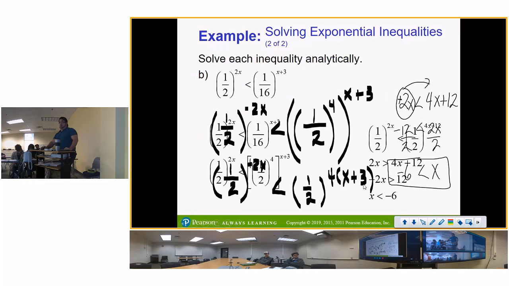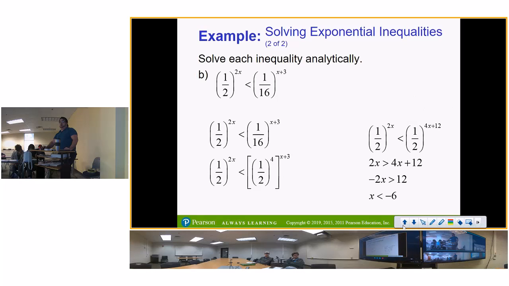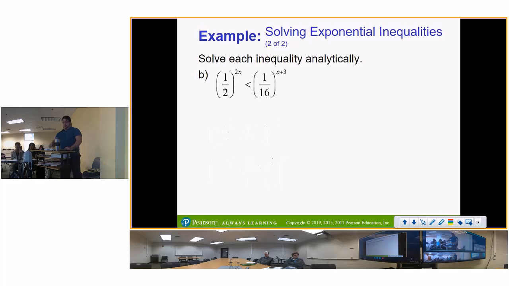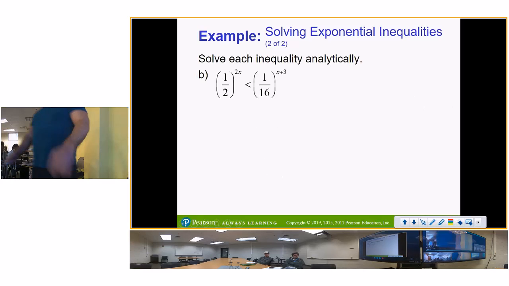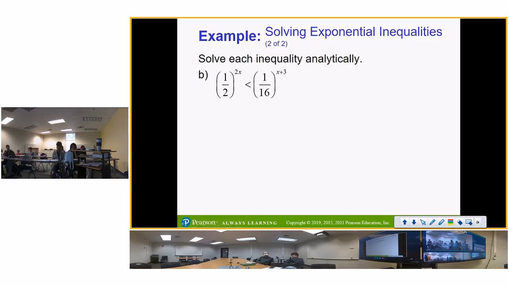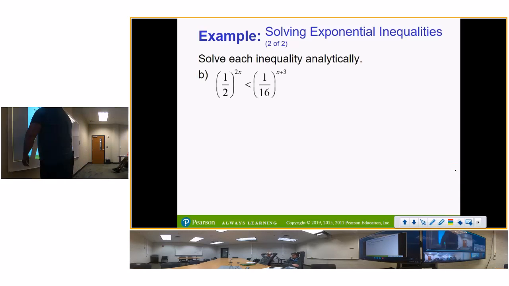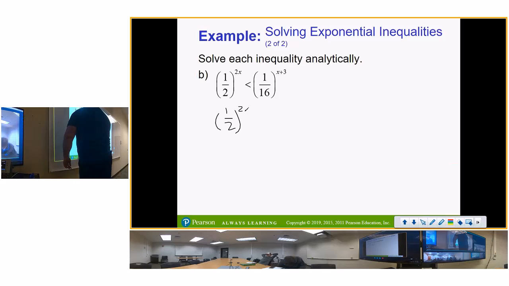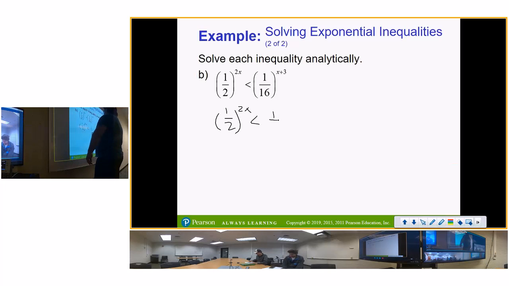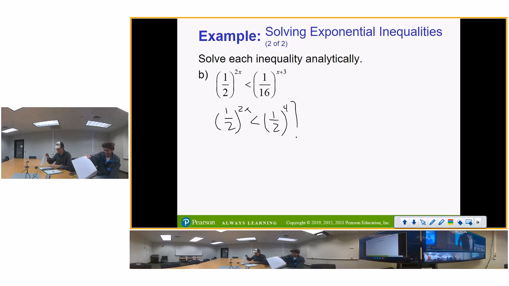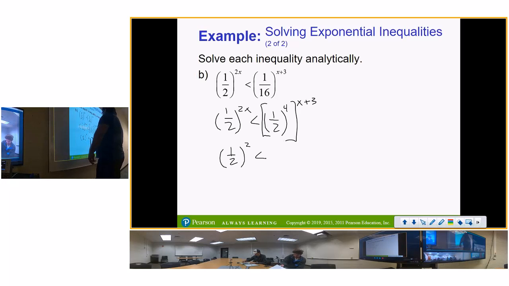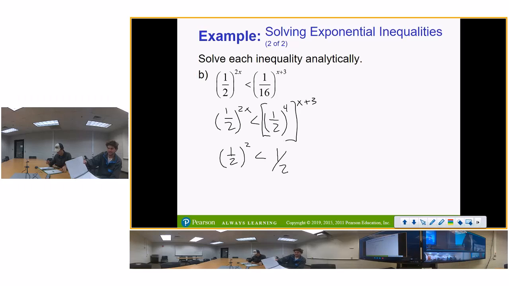Okay. All right, I'm going to get rid of the highlighter and I'm going to redo this. I don't understand why I'm getting a different answer. All right, y'all got to be quiet for a minute because I want to find out where this problem is. 1/2 raised to the 2x is less than 1/2 raised to the x plus 3.